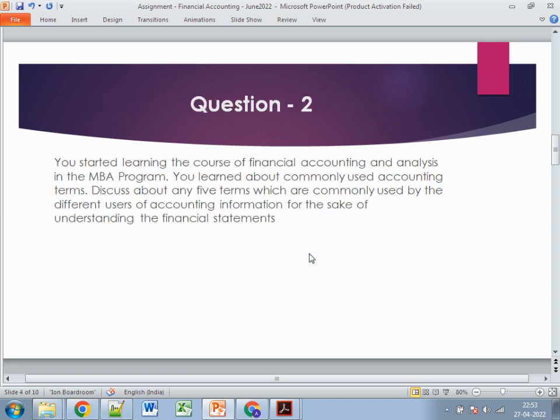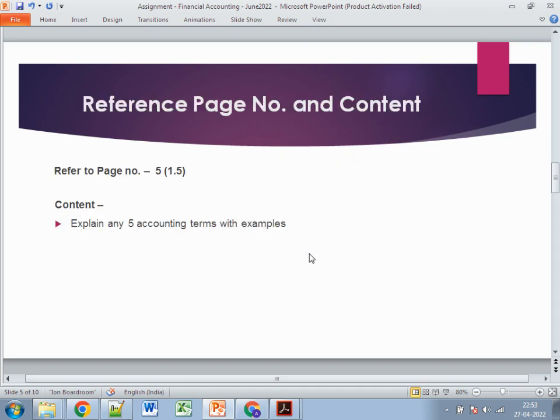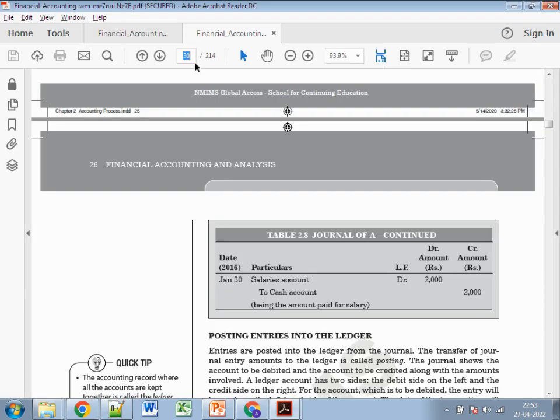Moving to the second question. The second question is one of the easiest questions. Nothing you need to do. It's a directly straightforward theoretical question. You started learning the course of financial accounting analysis in the MBA program. You learned about commonly used accounting terms. Discuss any 5 terms which are commonly used by the different users of accounting information for the sake of understanding the financial statements. So going to page number 5.